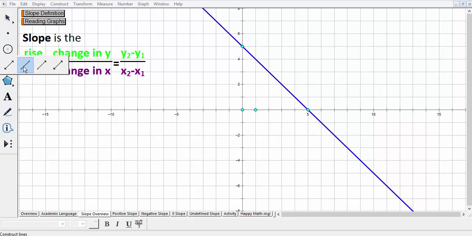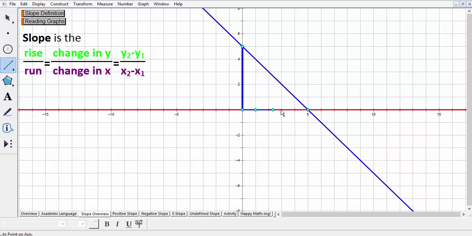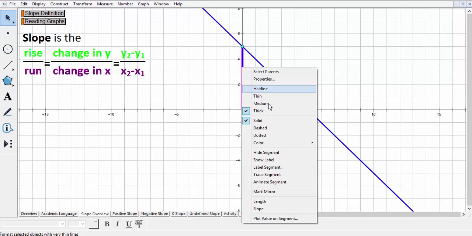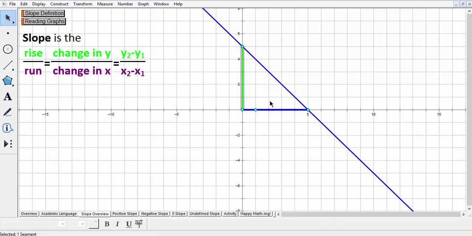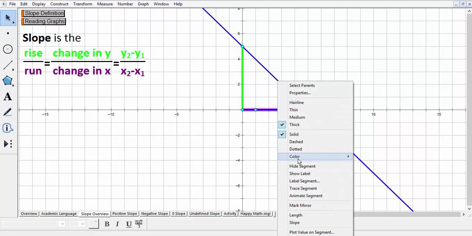So with our segment tool, we can see the change in y in these values and the change in x in these values. To make this clearer, I'm going to change the lines by right-clicking on the lines and changing the colors. Make that green and this one purple.